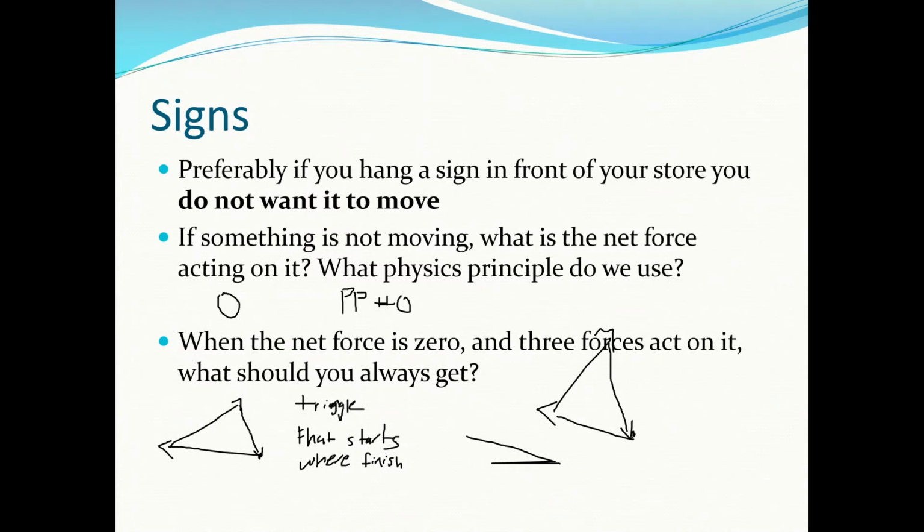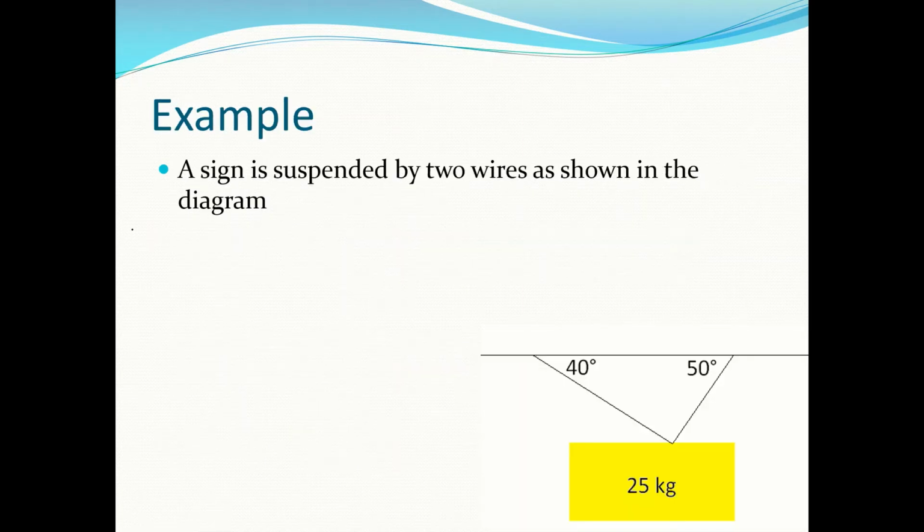So it'll always be a triangle like that. And it'll always be a right angle triangle because those are a little bit easier. So let's do an example. A sign is suspended by 2 wires as shown in the diagram. So draw a free body diagram.